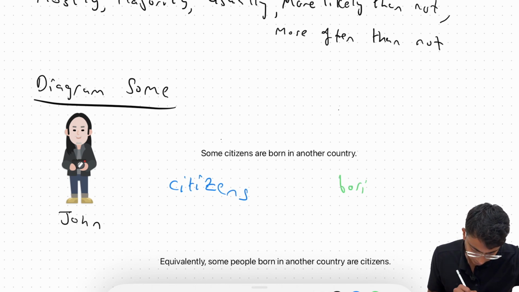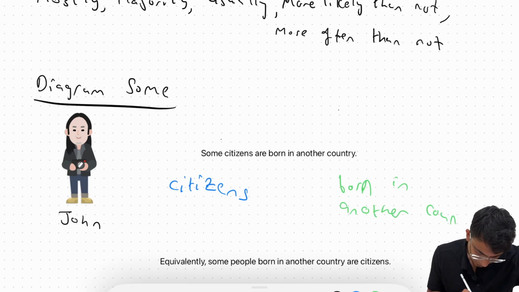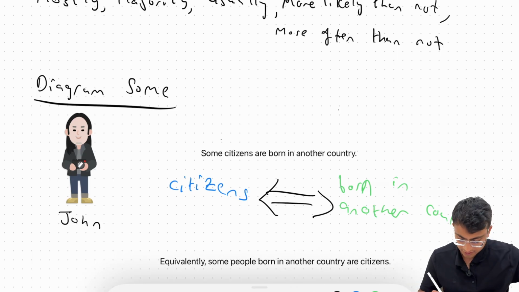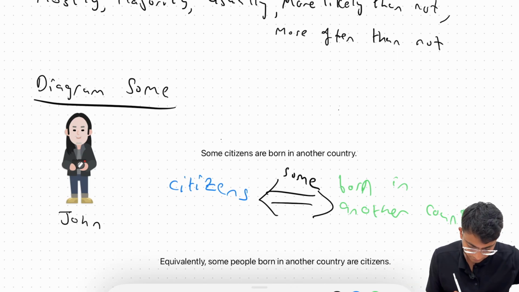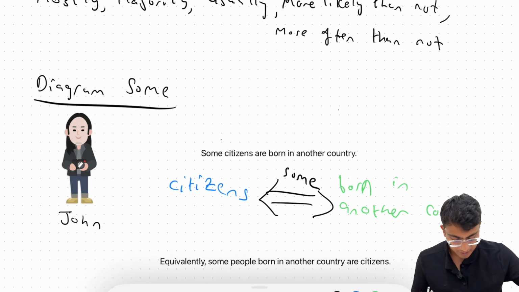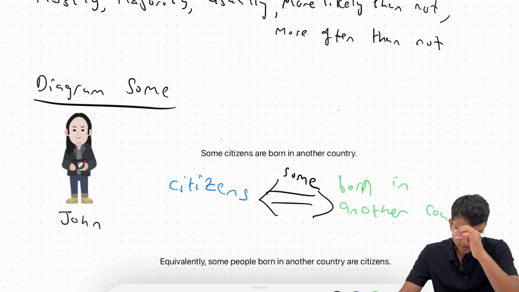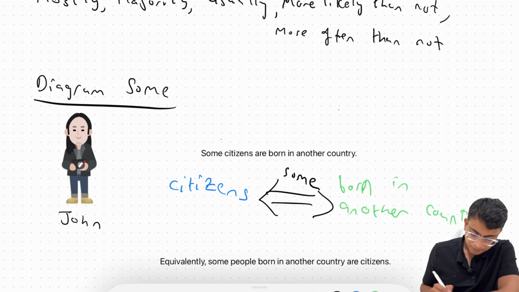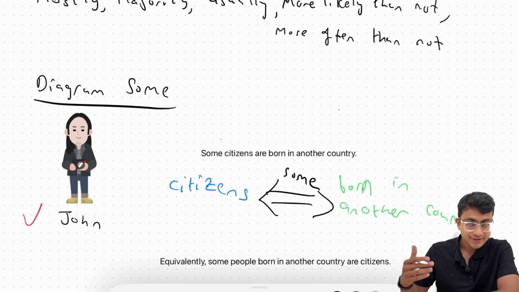Let's use green for consistency. Born in another country. The arrow is going to be this. It's going to point to both sides, and I'm going to write some to specify that this is a some arrow. Why is it pointing both sides? This is because the burden of proof for a some statement is at least one, right? So let's say we have John here, and John is a citizen who was born in another country. So we have John that satisfies that property.